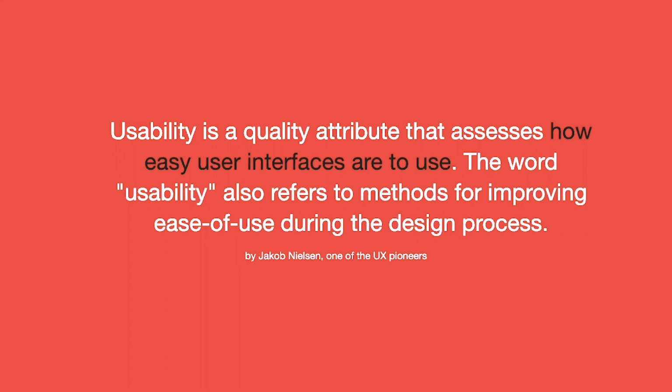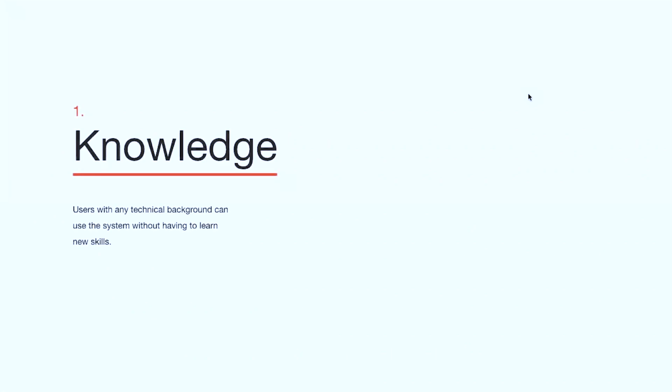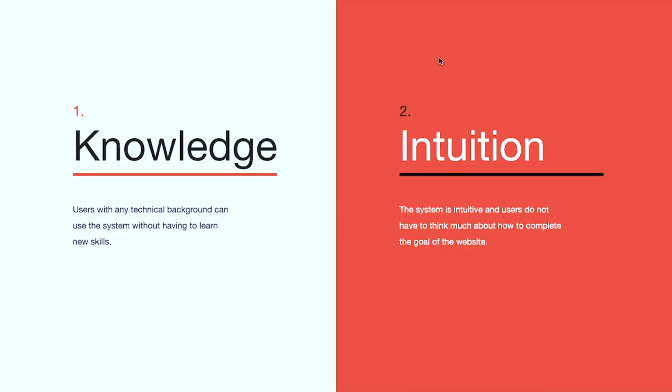Usability consists of two main components. The first one is knowledge. Users with any technical background can use the system and don't have to learn anything. The second one is intuition. The system is intuitive, and again, users do not have to think. They go with the flow and can achieve the goal of the website or the page quite easily.